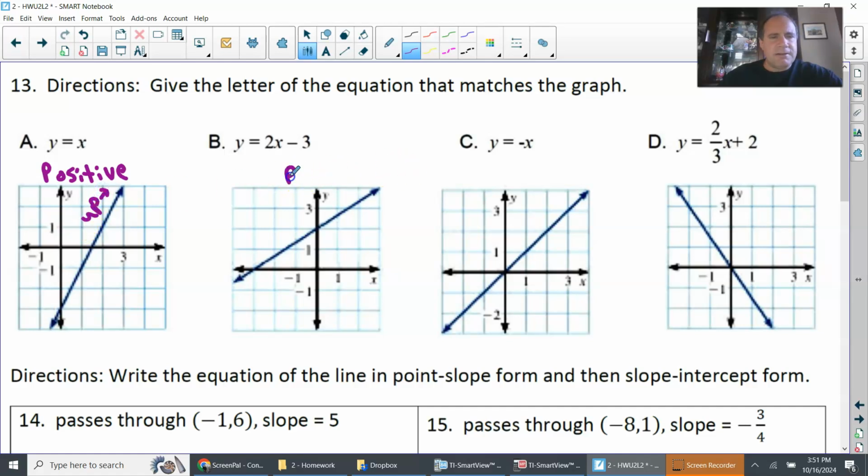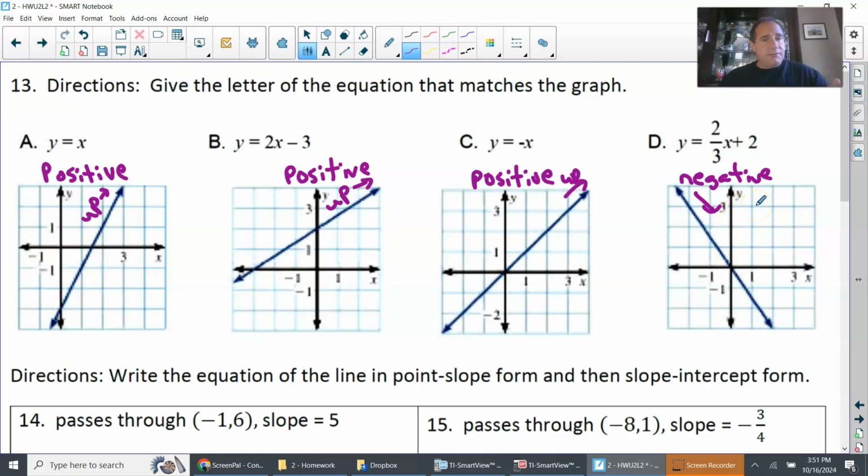This is also positive because it's going up from left to right. This one is positive because it's going up from left to right. This is going down. This is a negative slope. It is the only negative slope because it's going down. There's only one negative slope. It's C. So put C down for this one.